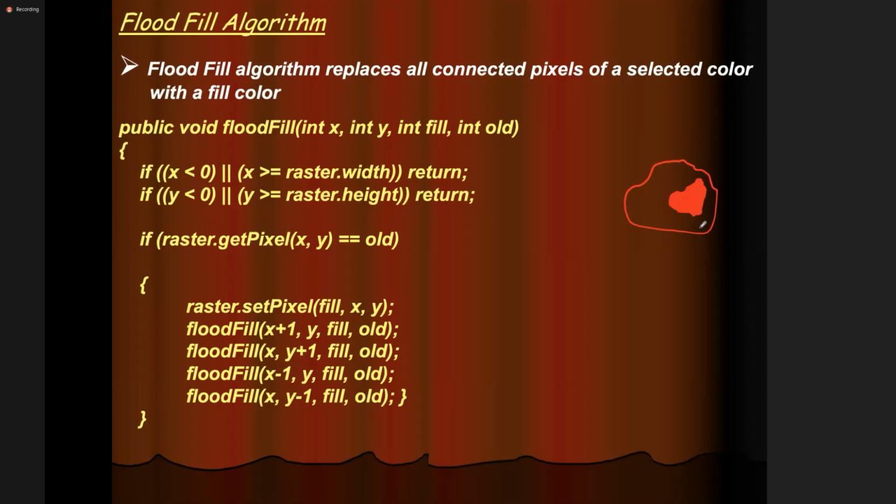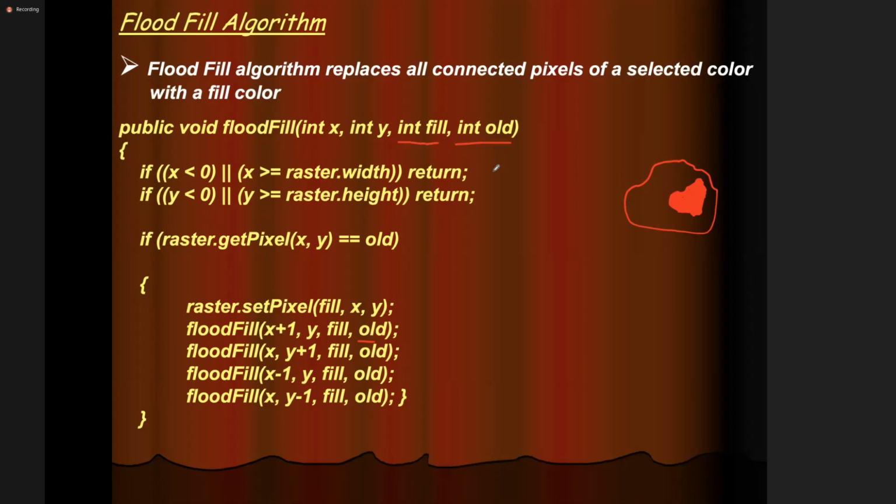Now, here in this case, actually, what we do is, when the marked area has some kind of a color, that color will be taken as the old color. Now that is what we call the old color. This is the color to be filled. This is a color replacement.